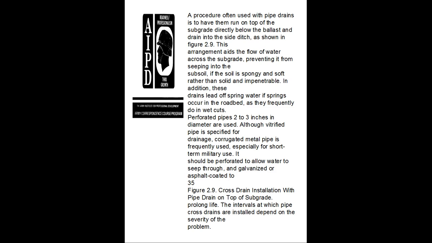Perforated pipes 2 to 3 inches in diameter are used throughout. Vitrified pipe is specified in drainage. Corrugated metal piping is frequently used in short-term military uses. It should be perforated to allow the water to seep through, and galvanized or asphalt coated. Figure 2.9, cross drain with installation of the pipe drain on top of the subgrade. The intervals at which the pipe cross drains are installed depend on the severity of the problem.